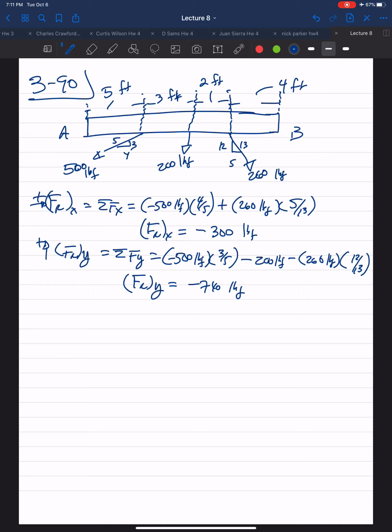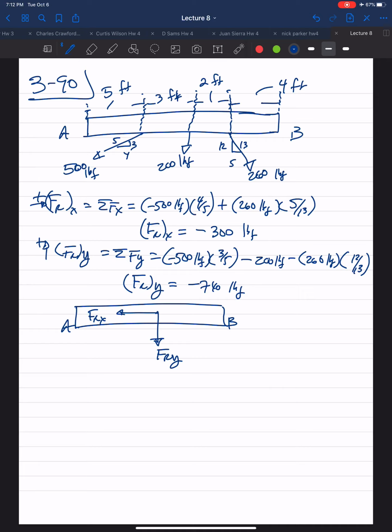Now, we know, looking at the problem image, the shaft, the resultant force, we have the X component of the resultant force and Y component, right? Let's redraw that a little bit. The X component, we'll say it here, this is A, B. The Y component of the resultant force and the X component of the resultant force.